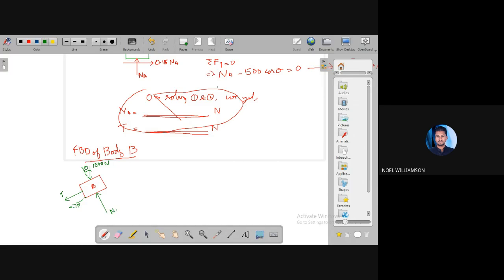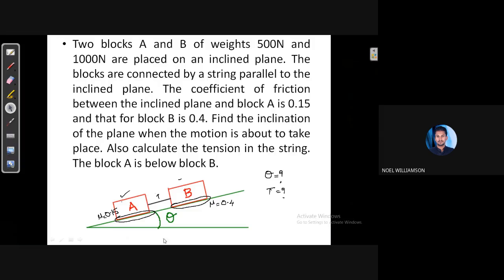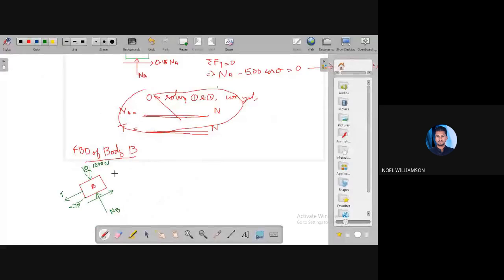It is NB, and the body B is moved in this particular direction, in the downward direction. Therefore, the friction will be in the opposite direction. So it will be acting along this particular direction, and the value of which will be equal to mu into the normal. The value for mu is 0.4. So here it is 0.4 into NB. So this is the free body diagram.